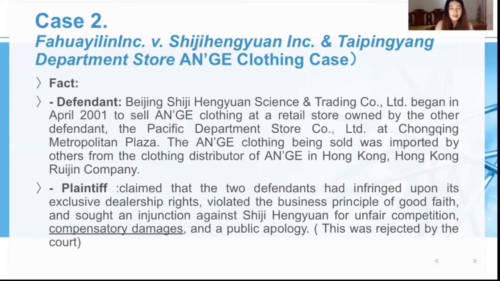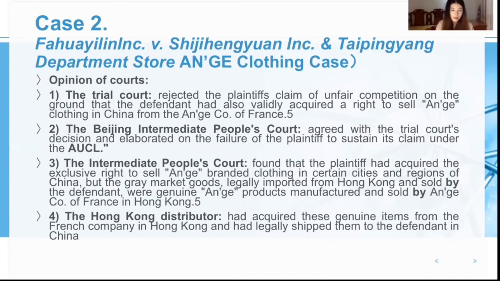The plaintiff in the case chose unfair competition rather than trademark infringement as a cause of action, thus avoiding the issue of parallel importation. In other words, even though the importation of grey market goods might not violate the AUCL because of the absence of consumer confusion, the court might hold that the importation violated the PRC trademark law based on the exclusive rights to the trademark, which were not exhausted by a first sale abroad.